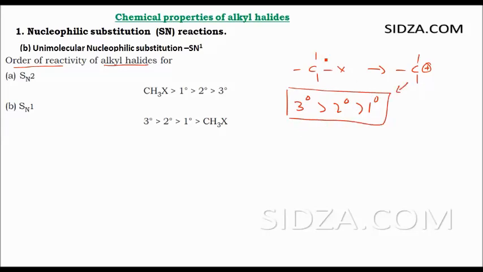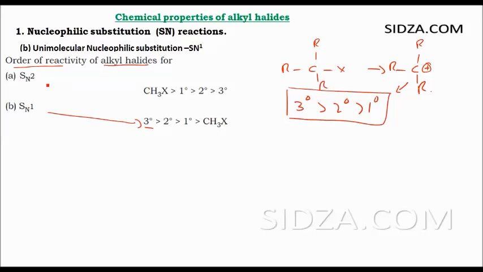That means if you have a tertiary alkyl halide, it can easily undergo the SN1 mechanism, because the carbocation formed is tertiary, which is the most stable. From a primary alkyl halide, it's very difficult to get a carbocation, because that is quite unstable. So the order of reactivity is tertiary is more reactive than secondary than primary. This is completely for the SN1 mechanism.